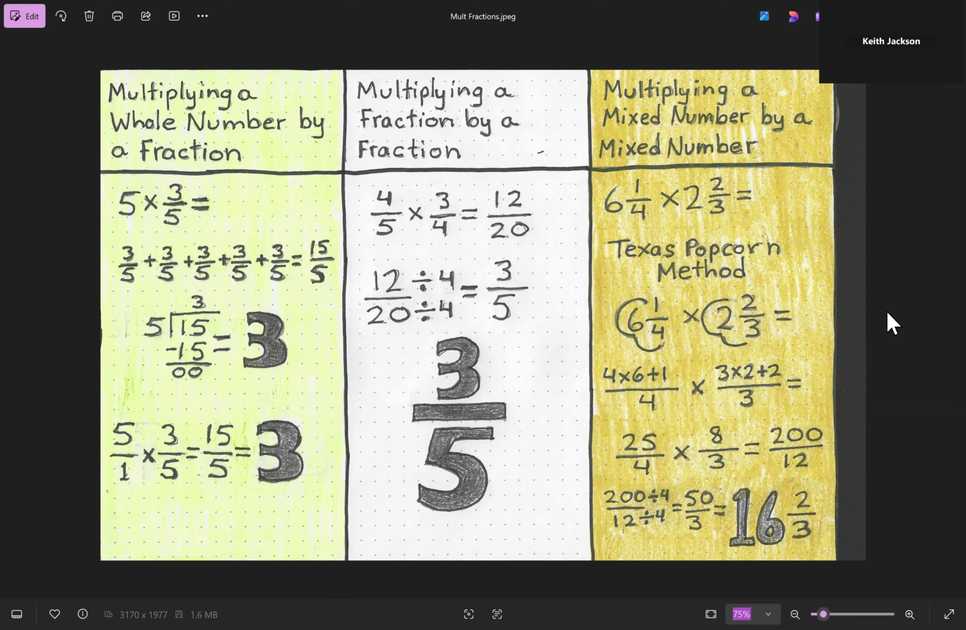In this video, we're going to learn the various ways of multiplying with fractions. The first way we're going to learn will be multiplying a whole number by a fraction. Then we're going to multiply a fraction by a fraction. And then after that, we're going to multiply two mixed numbers together.